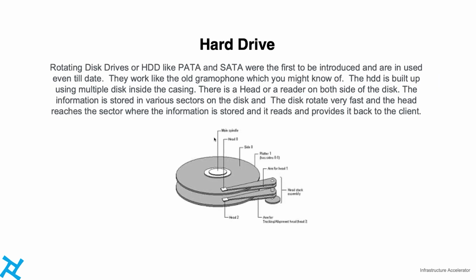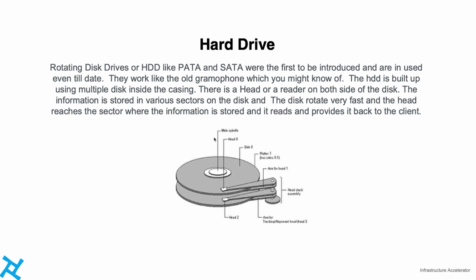So this is the SATA drive, or the HDD. Rotating disk drives, HDD, like PATA or SATA, were the first to be introduced, and they are still in use. They work like an old gramophone, which you might know of. The HDD is built up using multiple disks inside the casing. There is a head or a reader on both sides of the disk. You can see there is a reader on both sides of the disk.